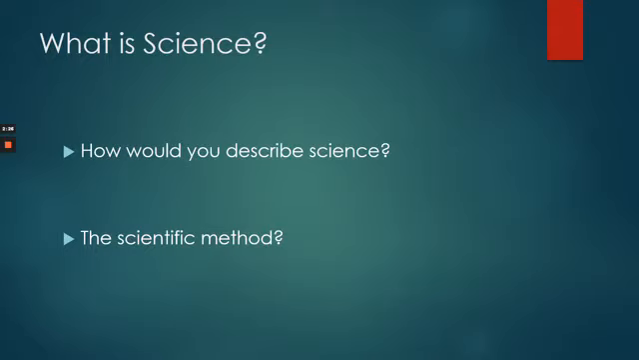So psychology is a science. Let's think about what is a science. How would you describe a science? Write down your ideas. Also, you might want to write down your ideas about what the scientific method is. Pause the video, write down your ideas, and start the video again when you've written these down.